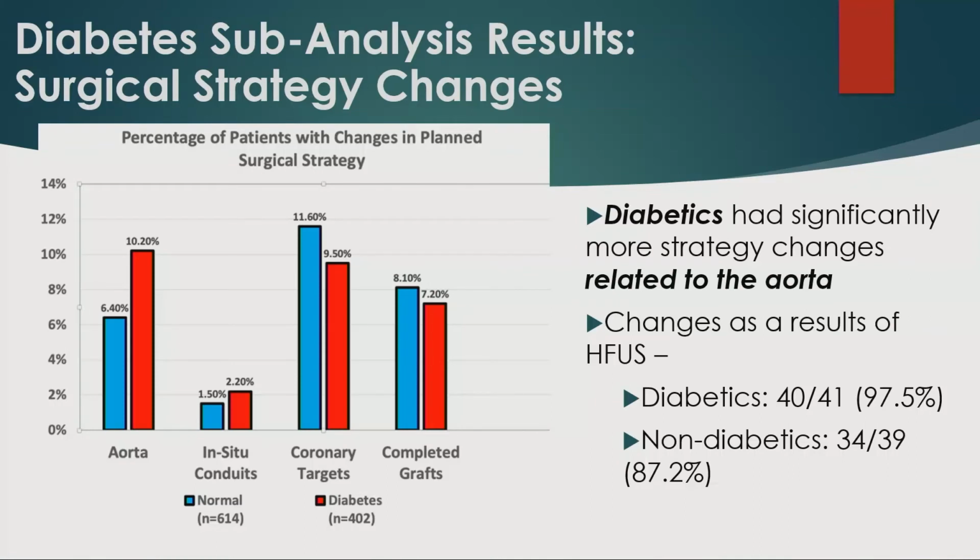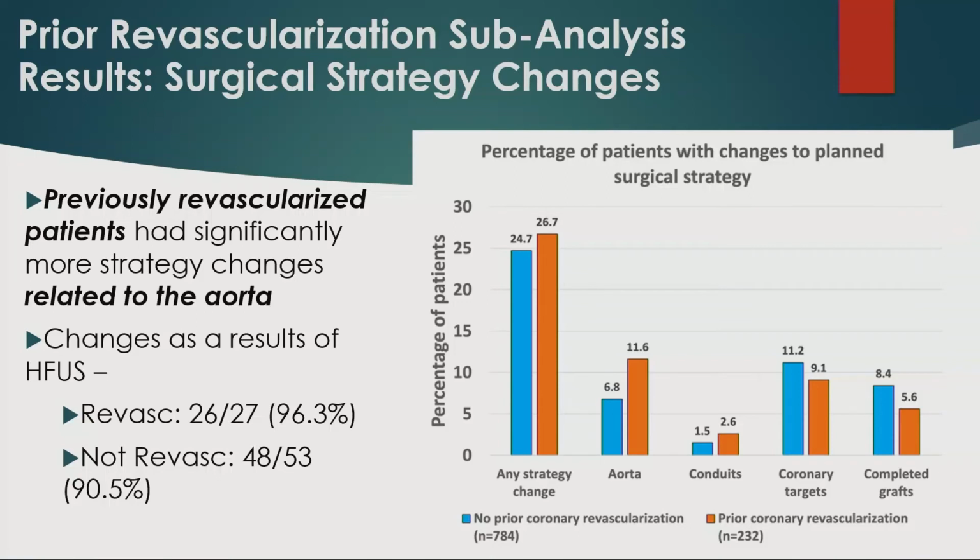Diabetics are also another challenging population. About 40% of the total patients in this analysis were diabetics. And interestingly, most of the changes in the surgical strategy were due to the aorta, and this was driven by the use of high-frequency ultrasound over any other modality in about 98%. And this was compared to the non-diabetics as well. It should be noted for the diabetic group that more radial arteries were used than bilateral internal mammary arteries.